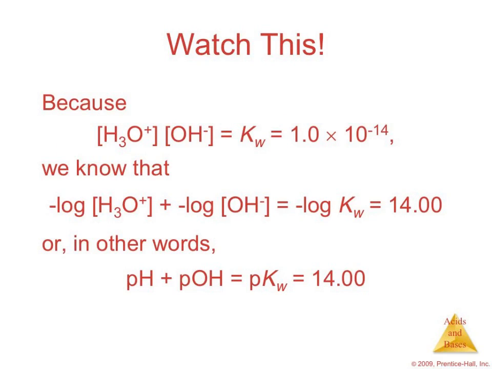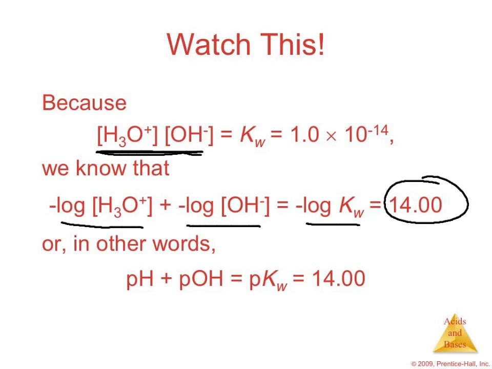Alright? We also know that if we take the negative log of everything, and I don't know if you remember this about logarithms or not, when you have two things multiplied together like this and you take the log of both of them, then you end up adding them together in the expression. So you've got negative log of the H3O plus concentration plus the negative log of OH minus. And then we take the negative log of the Kw side as well. And the negative log of Kw, like I said before, is equal to 14. Alright? So pH plus pOH equals 14.